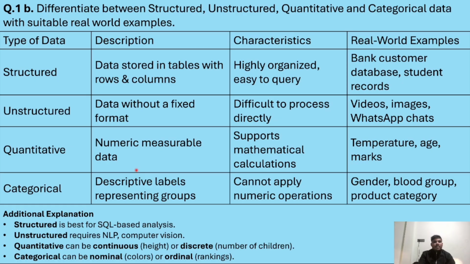Quantitative data is numeric, measurable data, its characteristic is that it supports mathematical calculations, and real world examples are temperature, age, marks. Categorical data consists of descriptive labels representing groups, and numeric operations cannot be applied, like gender, blood group, product category, etc. Now, additional explanation: structured is best for SQL based analysis, unstructured requires NLP and computer vision, quantitative can be continuous, like height, or discrete, like number of children. Categorical can be nominal, like colors, or ordinal, like rankings.